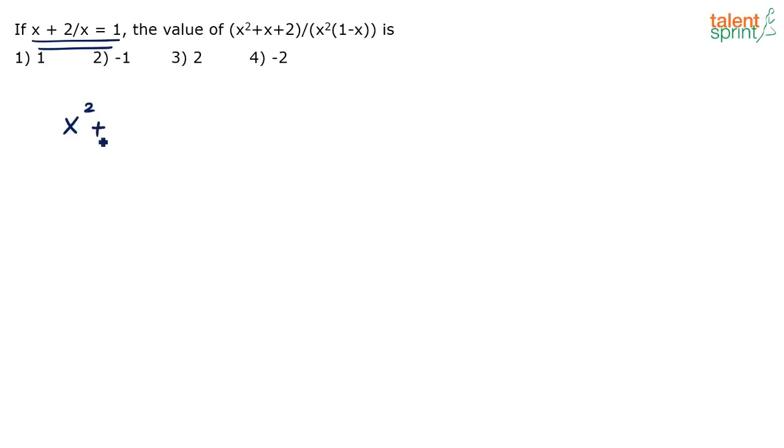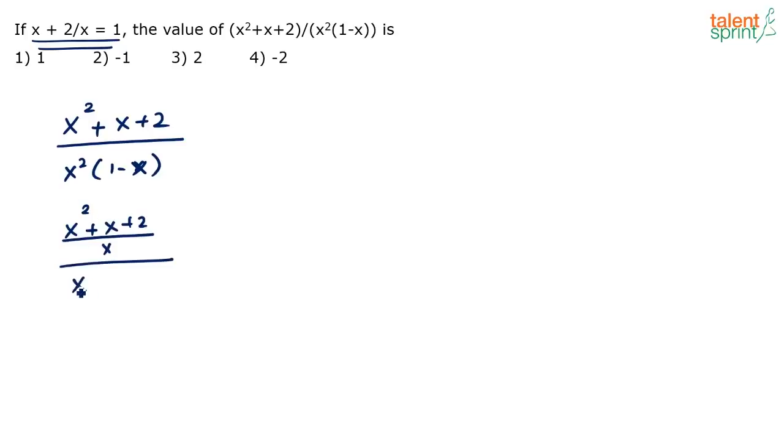You have to find out the value of x squared plus x plus 2 divided by x squared into 1 minus x. If you know how to rearrange it correctly, it's a very easy question actually, though it looks complex. See what is given here. First let me try and divide the numerator by x. Remaining in the denominator, I will have x into 1 minus x. In the numerator I will get x plus 1 plus 2 by x, and my denominator is x into 1 minus x.